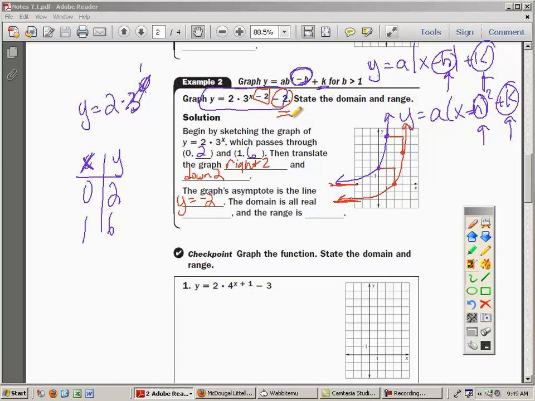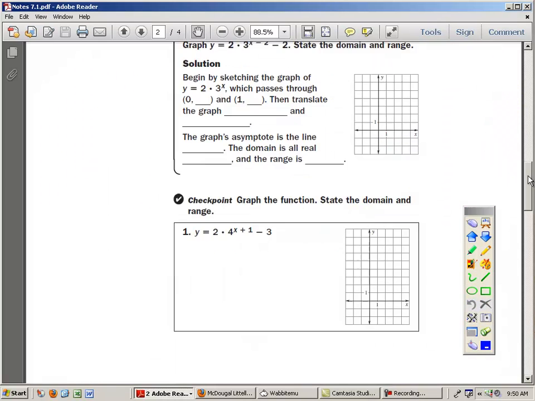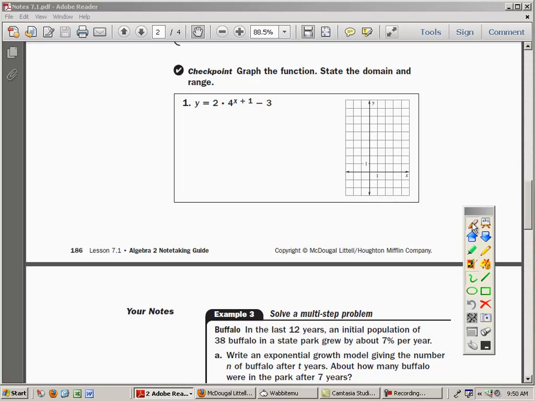So now the domain is all real numbers, because you can put negative numbers in and positive numbers in. But the range is y is greater than negative 2. Again, not greater than or equal to, because the graph doesn't quite actually get to negative 2, since that's my asymptote. All right, so why don't you try the next checkpoint problem. We'll be right back with a solution.